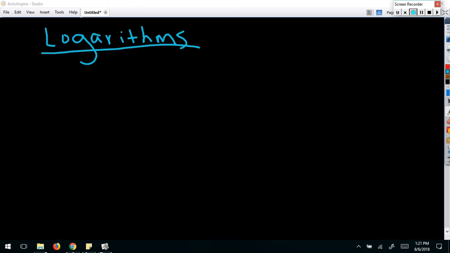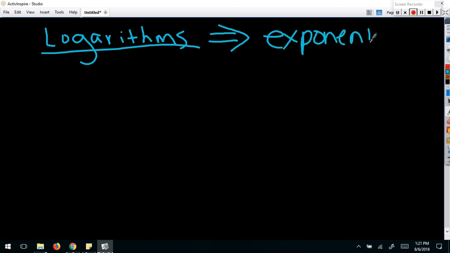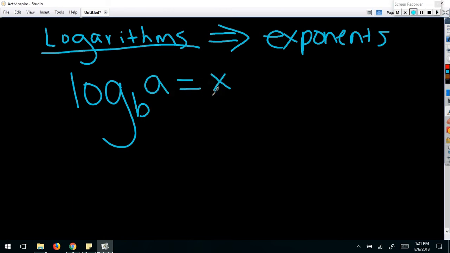Okay, so logarithms. What you need to know about logarithms, and you have to always remember, is logarithms are exponents. They always equal exponents. And logs are just another way to write exponential expressions. So if I have, and let me just give you the variable form here, log base a of x equals... this little number we call a base. So this is what we call logarithmic form.